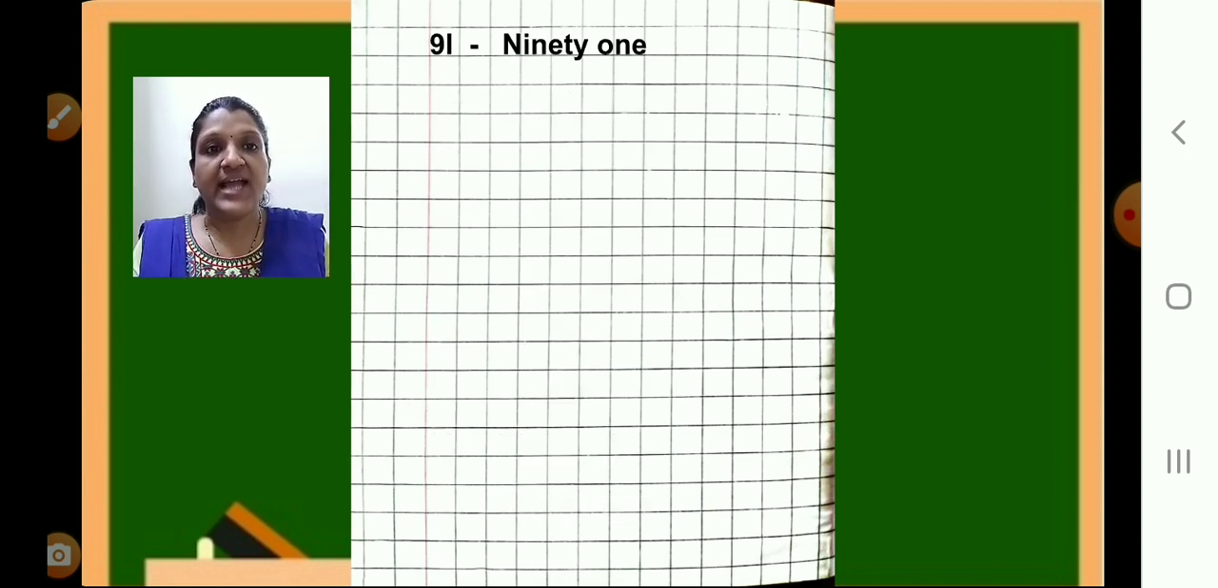Again, leave first line. Next line, after the margin, write 91. Then put a dash. Then write NINETY, space, ONE. Then leave one line. Next number, 92, dash, NINETY TWO.